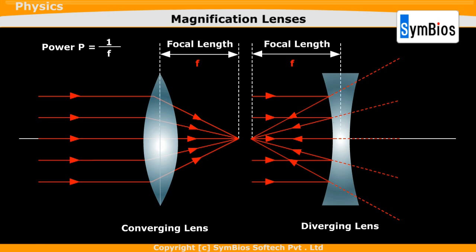The power of a lens is dependent on the focal length of a lens. The SI unit of power is diopter. If focal length is expressed in meters, then power is expressed in diopter. It is represented by the letter D. 1 diopter is the power of a lens whose focal length is 1 meter. Power of a convex lens is positive and that of a concave lens is negative.